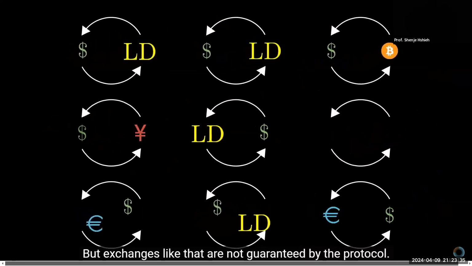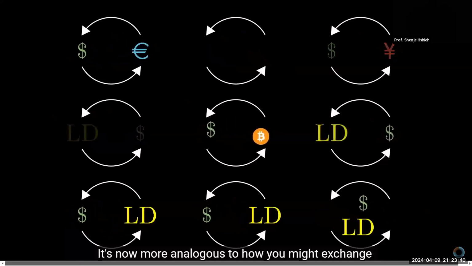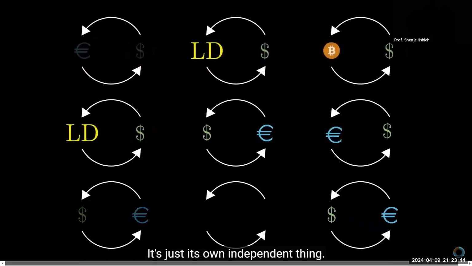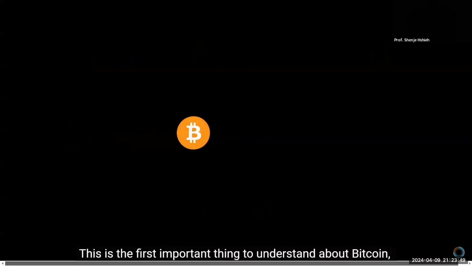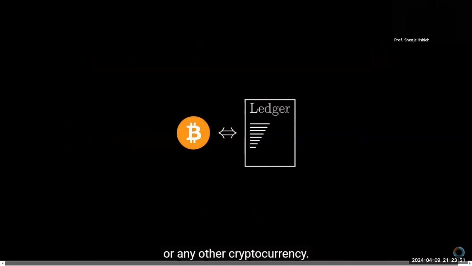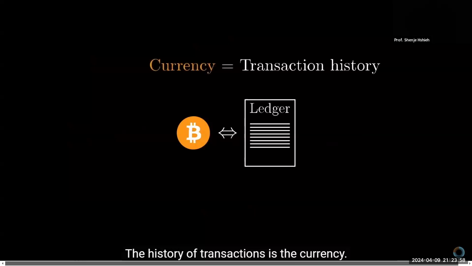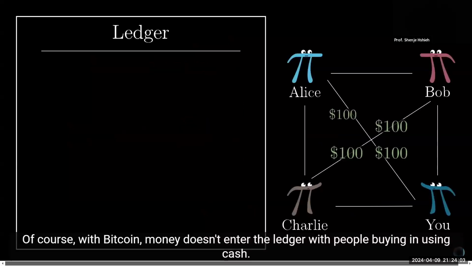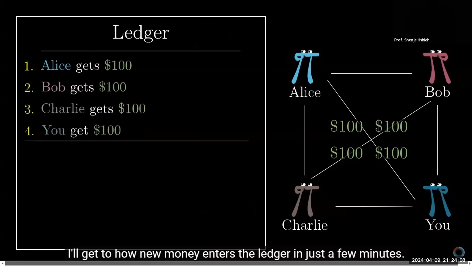But exchanges like that are not going to be guaranteed by the protocol. It's now more analogous to how you might exchange dollars for euros or any other currency on the open market. It's just its own independent thing. This is the first important thing to understand about Bitcoin or any other cryptocurrency. What it is is a ledger. The history of transactions is the currency. Of course, with Bitcoin, money doesn't enter the ledger with people buying in using cash. I'll get to how new money enters the ledger in just a few minutes.